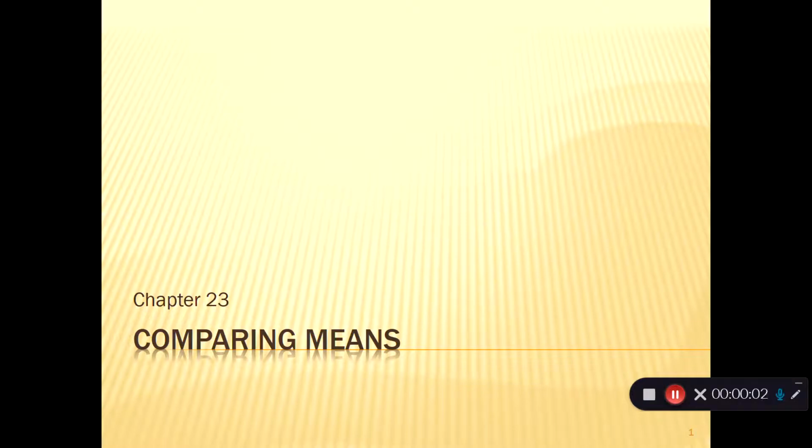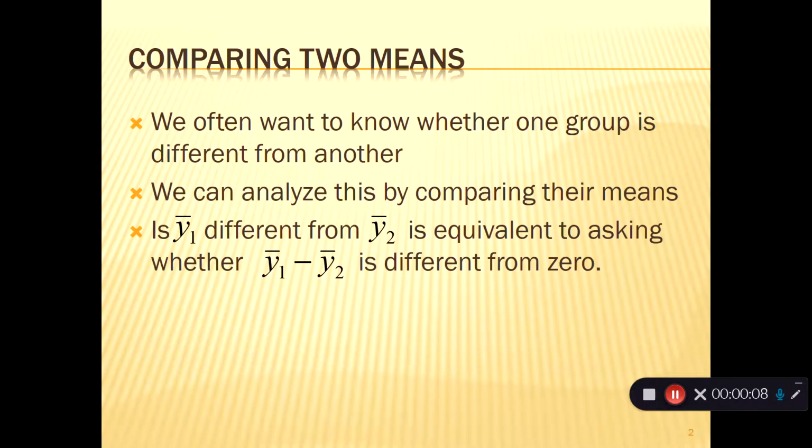In chapter 23, we are talking about comparing two means. So often we want to know whether one group is different from another. For example, I want to know, do women jump higher than men, say? So I have two separate groups I want to compare. I want to see how high women jump, and I want to see how high men jump, and I want to see whether they're significantly different from one another.